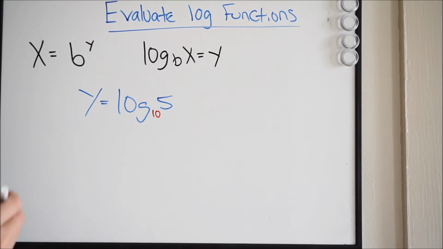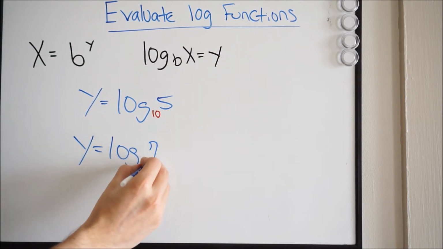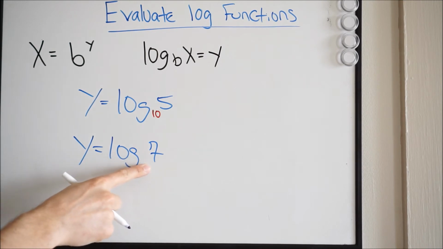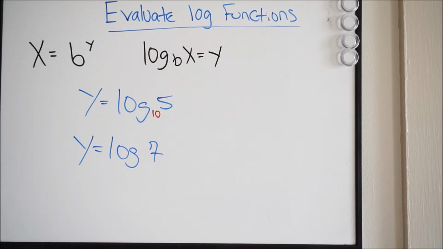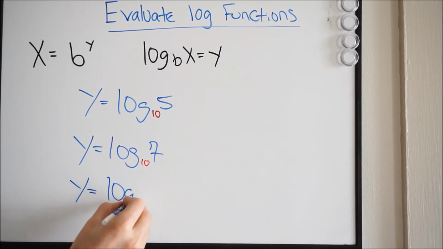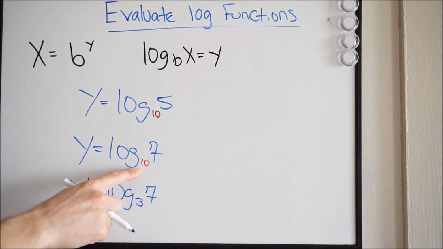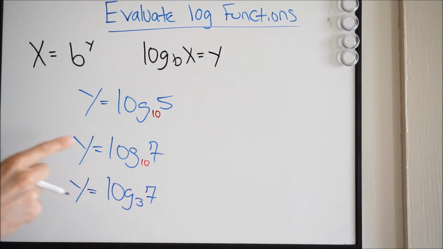Again, for example, if I had y equals log 7, there's no base here, so we assume that there is a base of 10. If I have something like y equals log base 3 of 7, in this case, I do have a base, so I do not assume there is a base of 10. I only assume there's a base of 10 if it's not written. Okay, let's get on to a problem now.